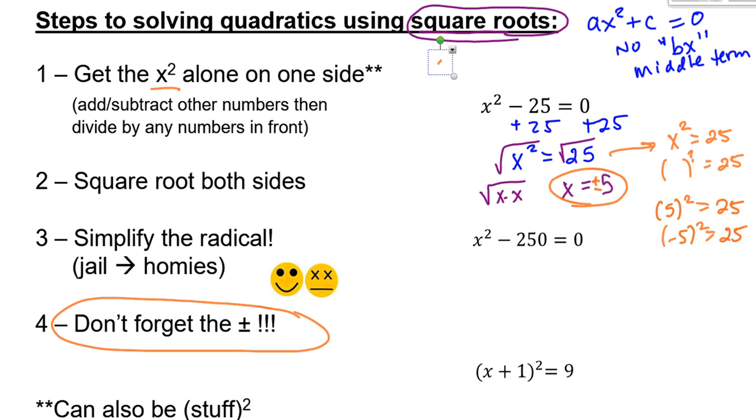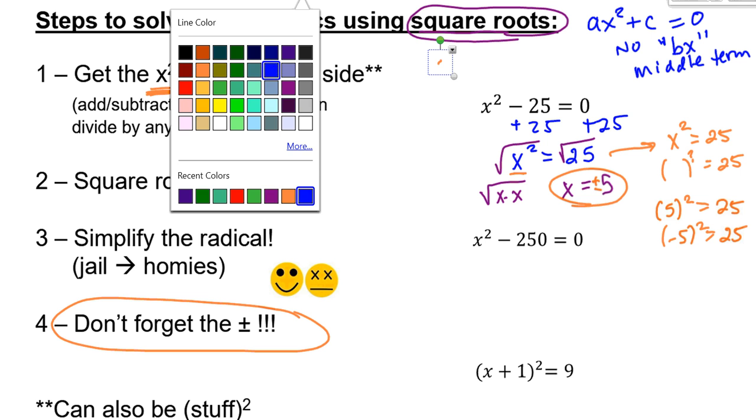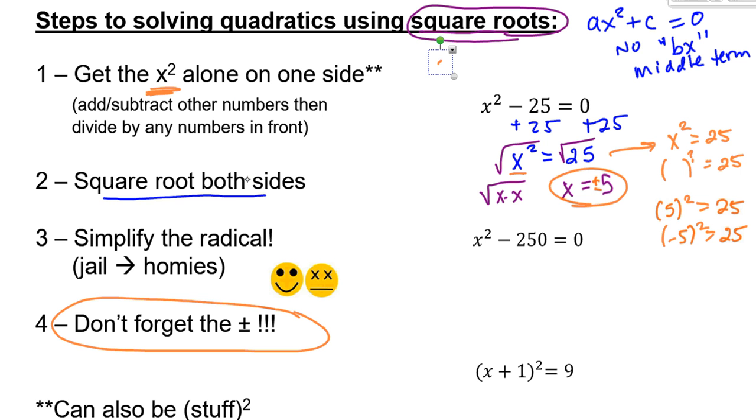So first step is to get that x squared alone. It's got to be alone before you can square root it and figure out what the x actually equals to. Then you're going to square root both sides. Don't forget to do it to both sides. Then you have to simplify the radicals. This was the gel and the homies. Remember, one makes it out, one dies. They have to have pairs. They have to have a homie to get out with, but only one makes it out, the other one dies. And then don't forget the plus or minus in your answer.